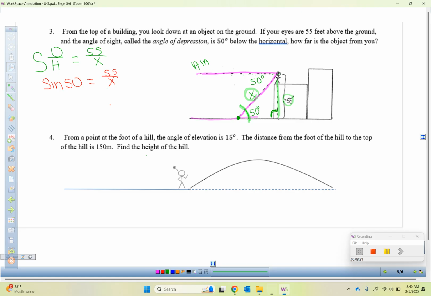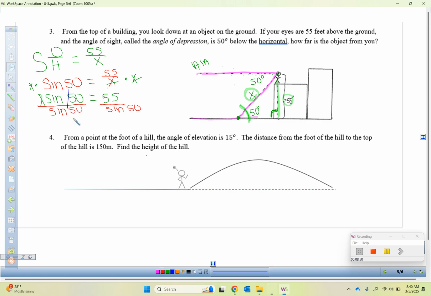Okay? Solving for x, getting rid of the denominator, I got to do it to both sides. This leaves me with x sine 50. These cancel, so it equals 55. Now, is my x by himself this time? No. So how do I get x by himself? You divide sine 50 from each side. Very good. I'm going to divide by sine 50 to both sides.